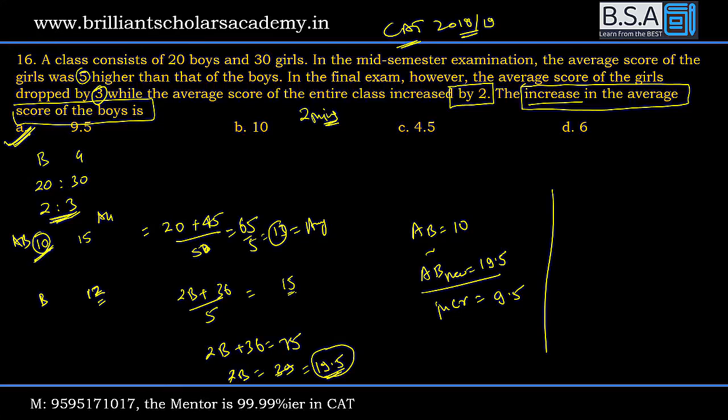If you take the average of boys equal to 0, the average of girls becomes 5. And you will have the same answer, don't worry. You can take 0 also for boys because the entire question is about change.